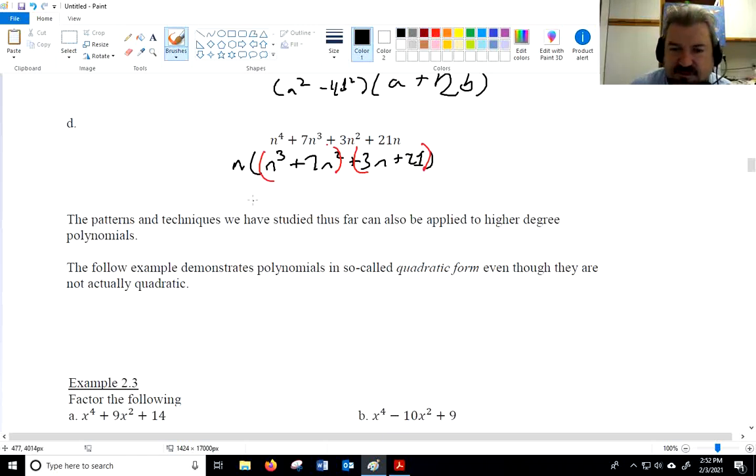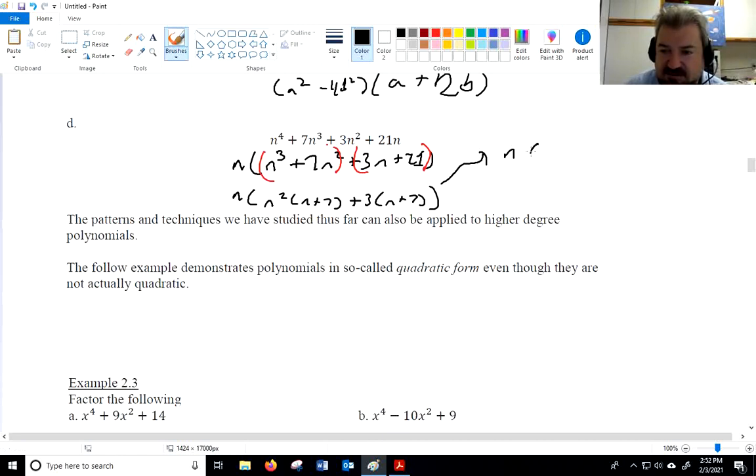So there's my groups. I will factor out an n squared. I'll be left with n plus 7. And I'll factor out a plus 3, and I'll be left with n plus 7. So this becomes n on the outside. We factor out an n plus 7, and we're left with n squared plus 3.